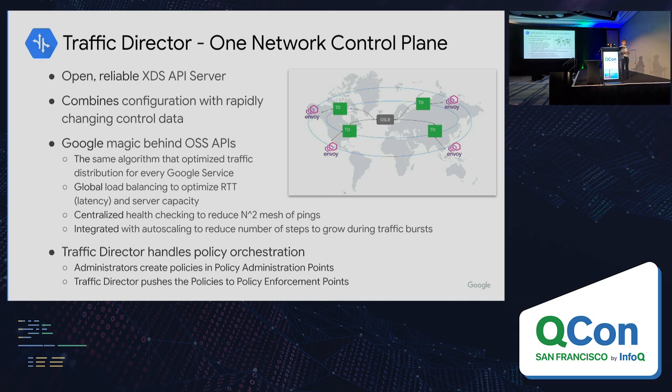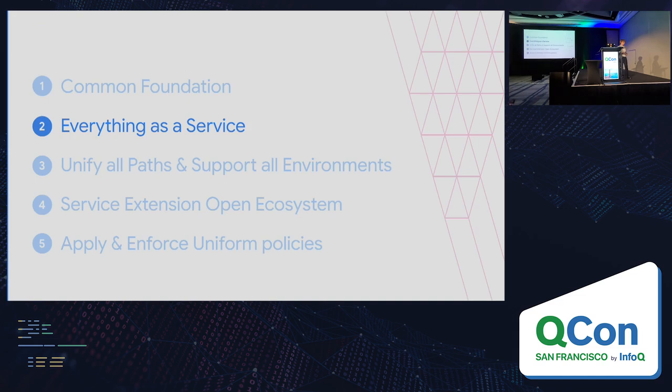And it's also integrated with auto-scaling. So when a traffic burst occurs, you don't scale up step by step. You can just scale up in a single step because you know how much traffic is coming. And in the meantime, traffic is being redirected to the closest. So Traffic Director handles policy orchestration: when an administrator creates a policy, it delivers it to Traffic Director, and then Traffic Director provisions all the data plane with this policy, where it is enforced.